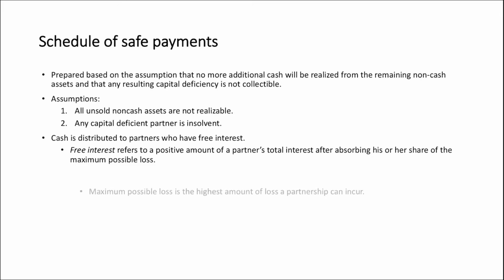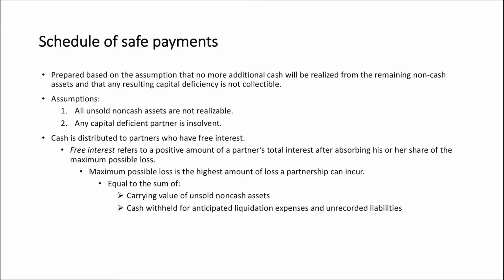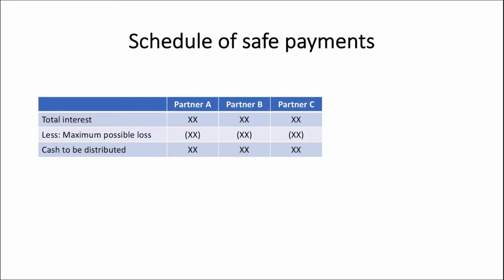Okay? Sige. Maximum possible loss, yun pa rin naman kung ano yung natin kanina, inulit ko lang para maalala natin. Equal to the sum of carrying value of the unsold non-cash assets and cash withheld for future expenses and unrecorded liabilities. Walang problema. Sir, ano ba ang mukha ng schedule of safe payments? Ganyan lang naman. Let's say there are 3 partners. Partners A, B, and C. Total interest nila, minus mo lang yung maximum possible loss, yung free interest, that is your cash to be distributed.